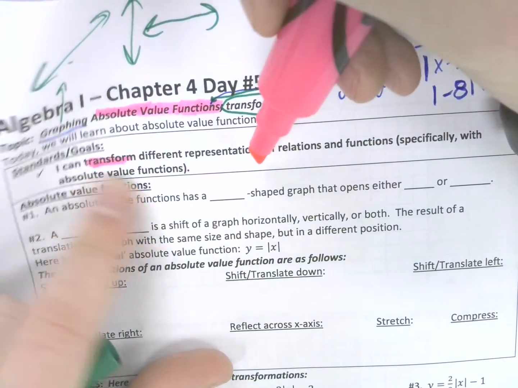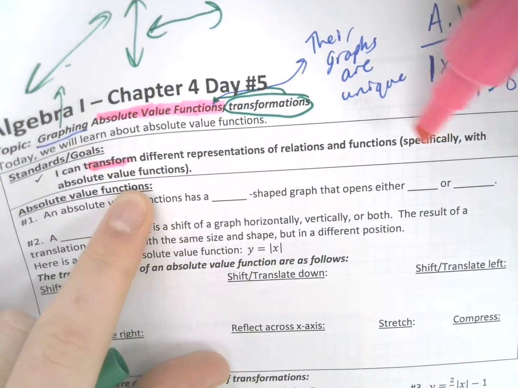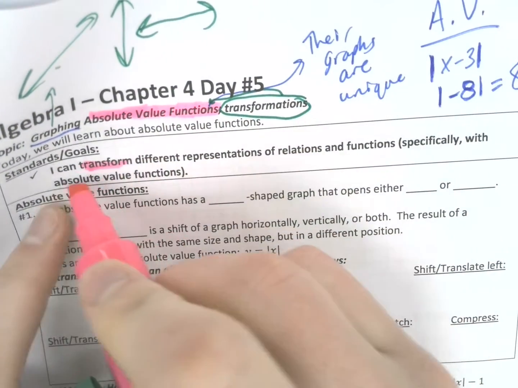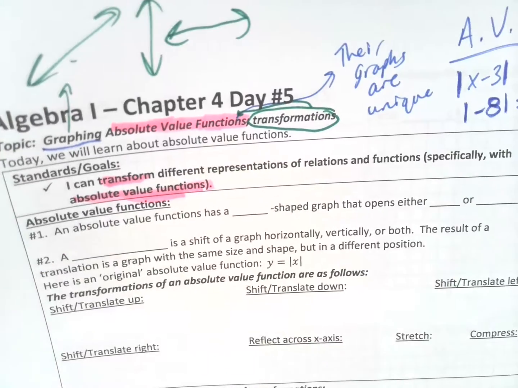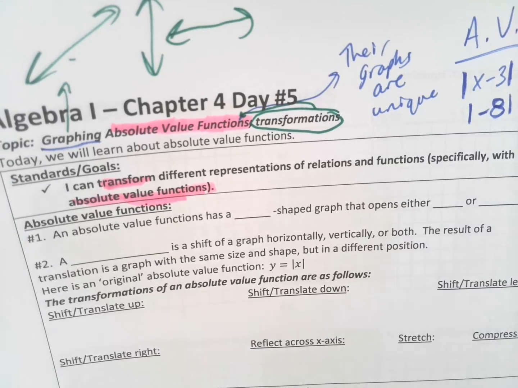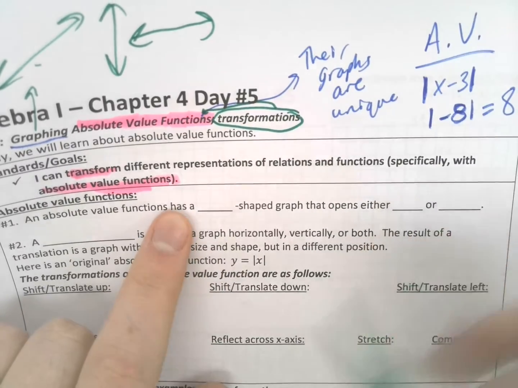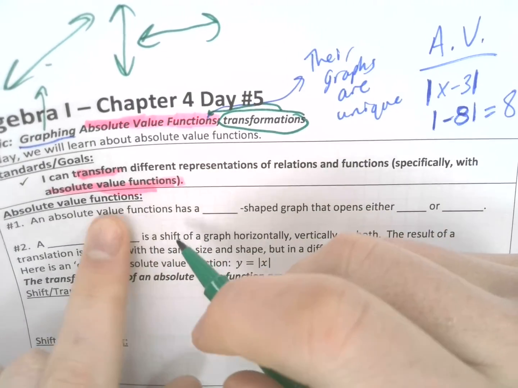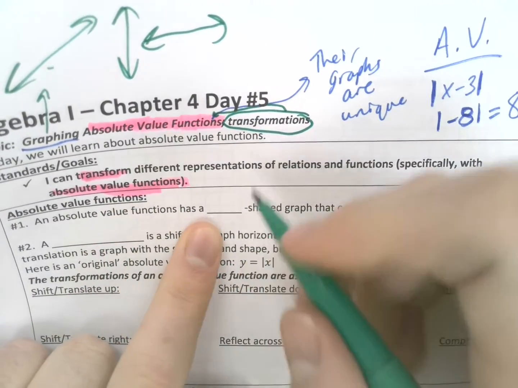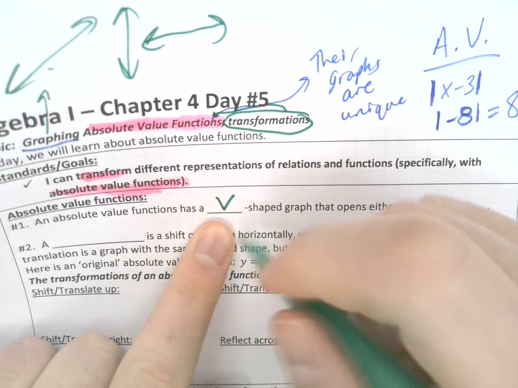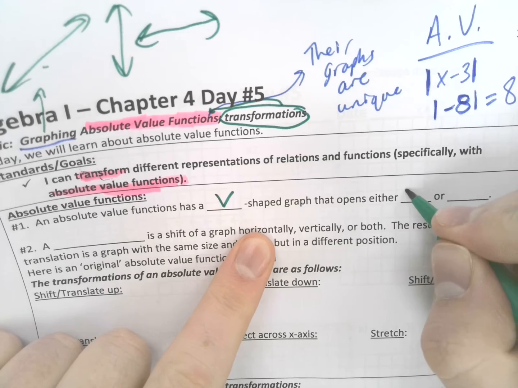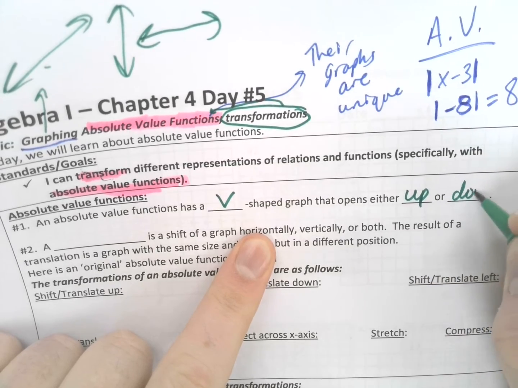So we want to be able to transform different representations of functions, specifically absolute value functions. So we're going to be transforming absolute value functions. Well, it's probably good to know what absolute value functions actually are and look like. So an absolute value function has a V-shaped graph that opens either up or down.